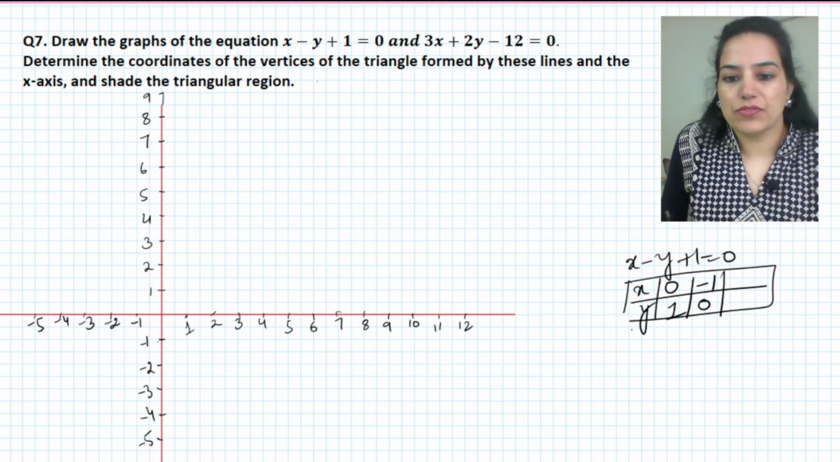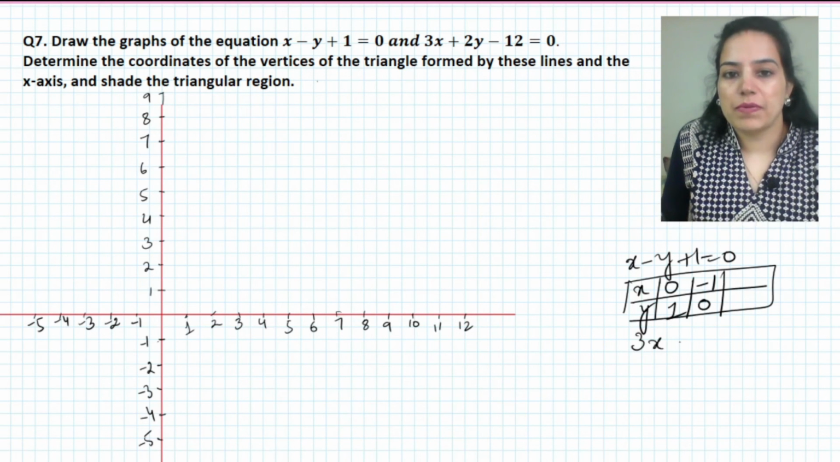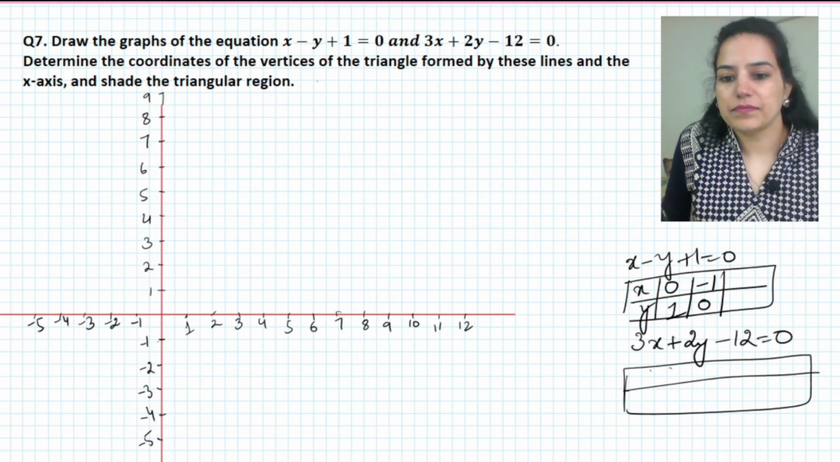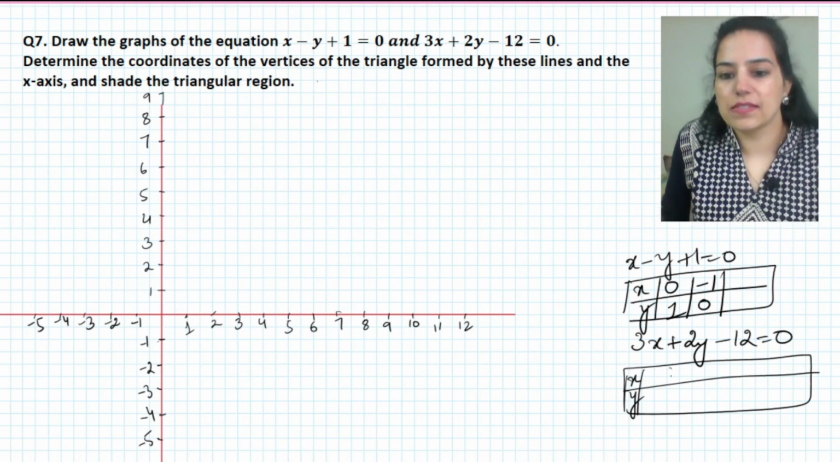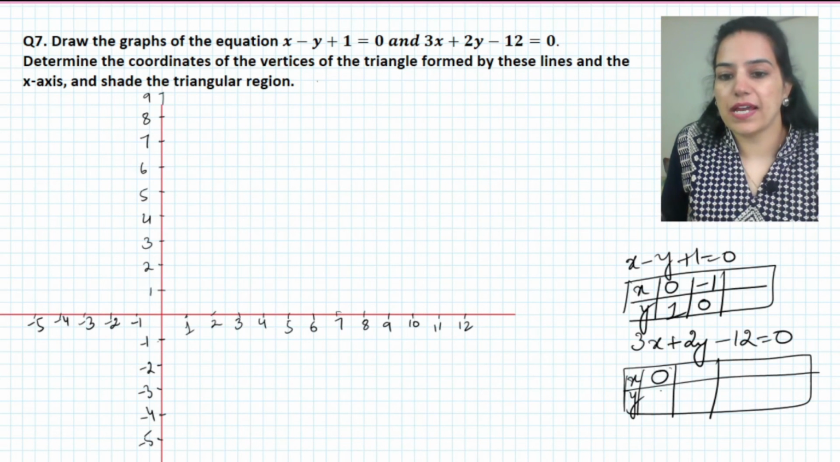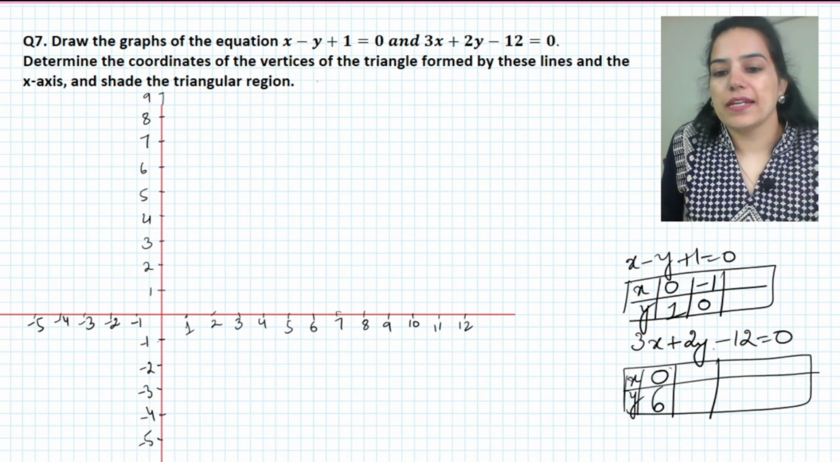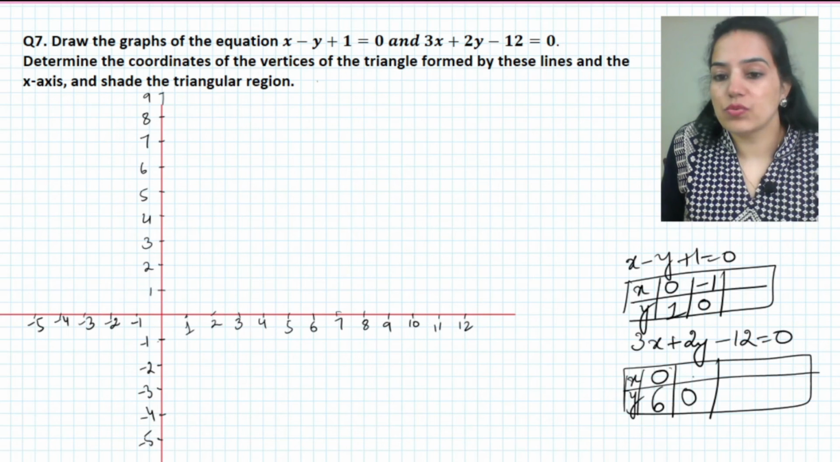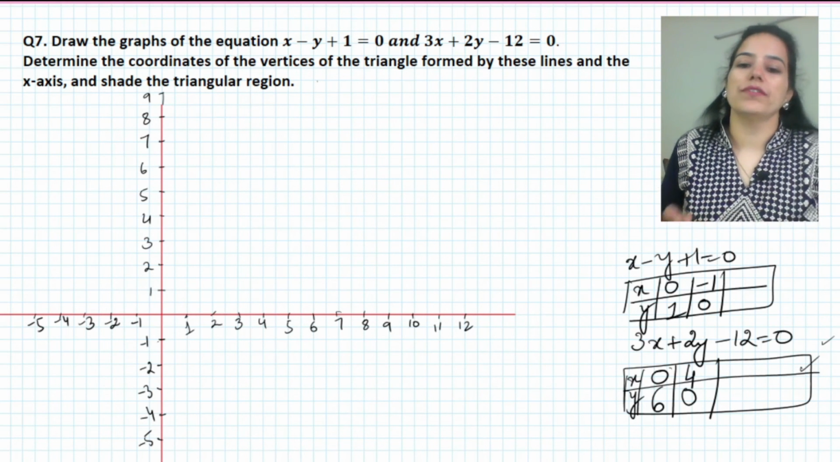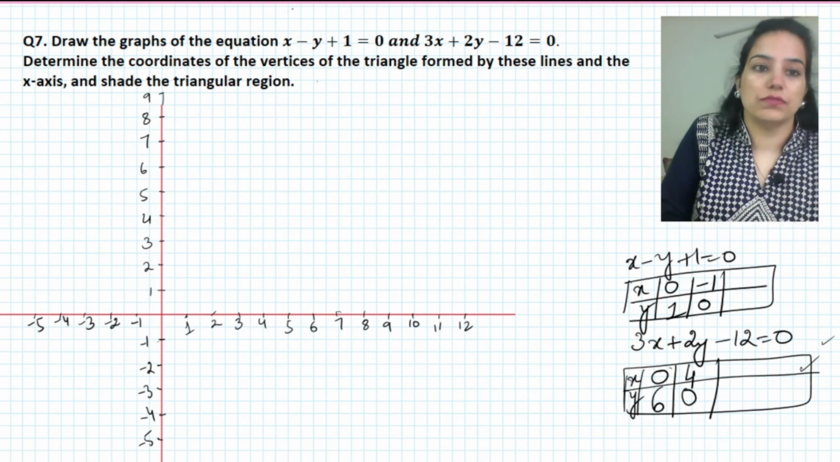Now the second one is 3x plus 2y minus 12 is equal to 0. Alright, so let's find the points for this one. So this is x, this is y. Now if I take x equals 0 here, y is 6. And if I take y equal to 0, x is equal to 4, right? So I've taken these 2 points. You may take a third one to confirm whether the calculations are correct or not, right?